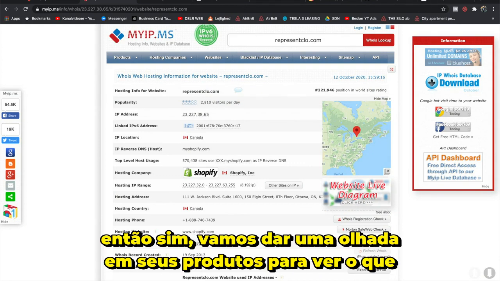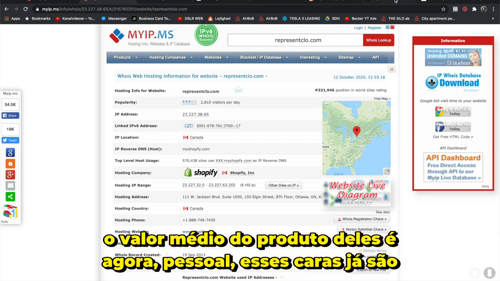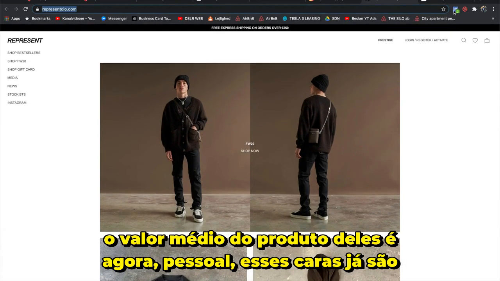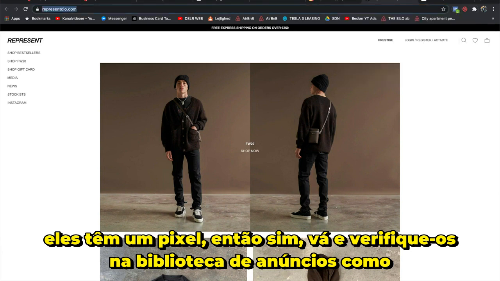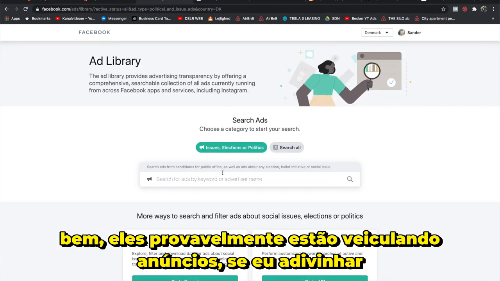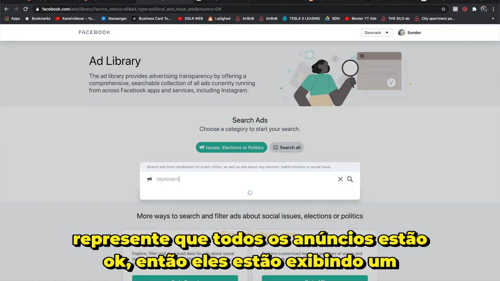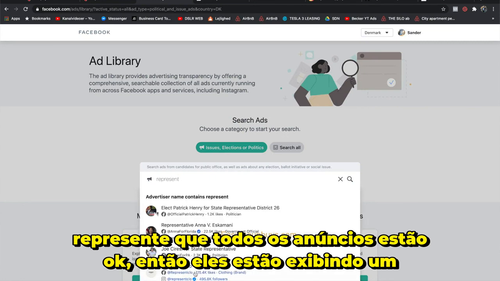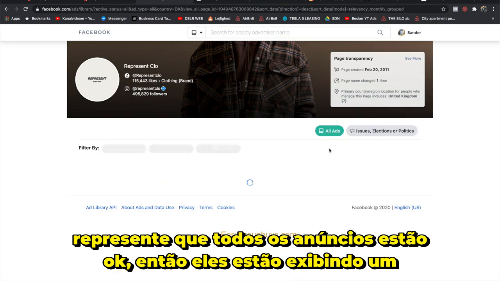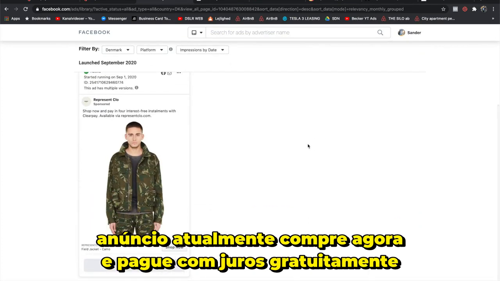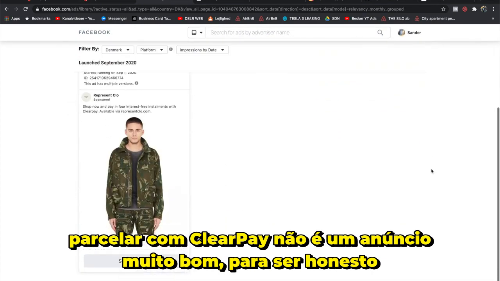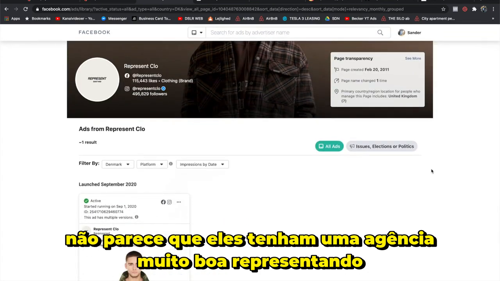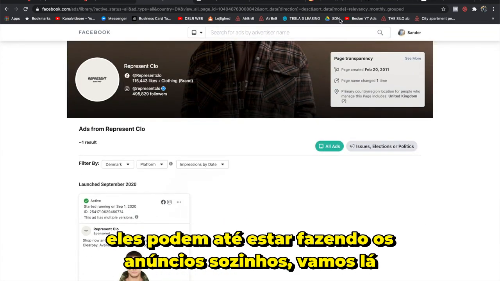So yeah, let's take a look at their products, see what their average product value is. Now guys, these guys already have a pixel. So go ahead and check them in the ad library as well. They're probably running ads if I were to guess. Represent Clo, there they are, all ads. Okay, so they're running 1 ad currently. Shop now and pay in 4 interest-free installments with ClearPay. Not a very nice ad, to be honest. It doesn't look like they have a very good agency representing them. They might even be doing the ads themselves.